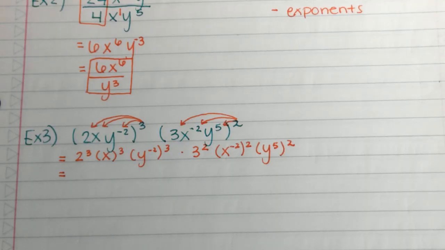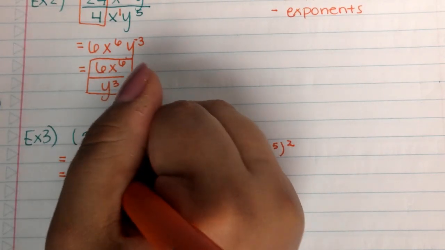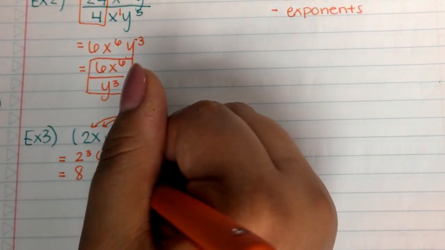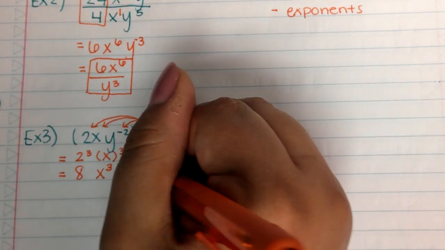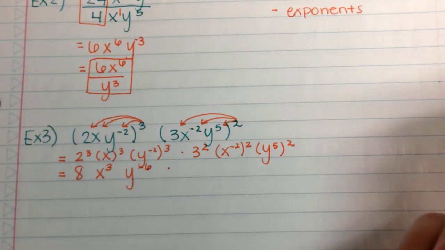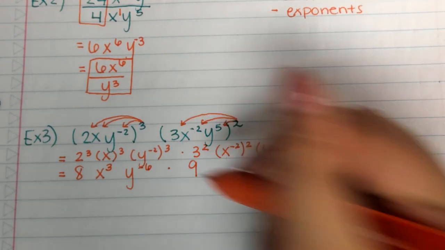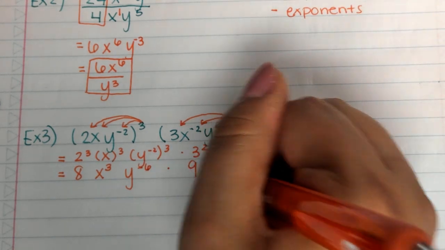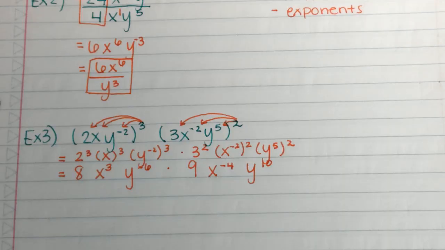Be careful. What's 2 cubed? 8. X cubed. And what is y to the negative 2 cubed? Negative 6. Thank you. And then what's 3 squared? 9. Make sure you're not saying 6 on both of those. And then I get x to the negative 4, y to the 10th.